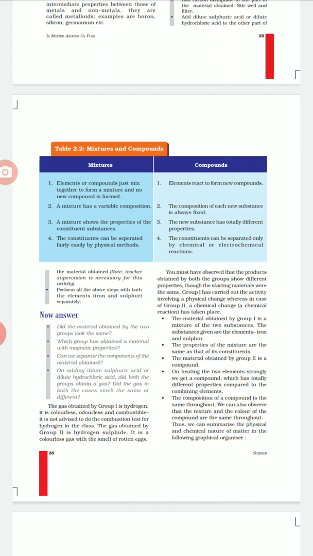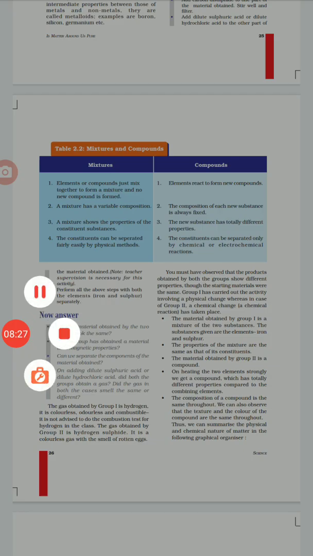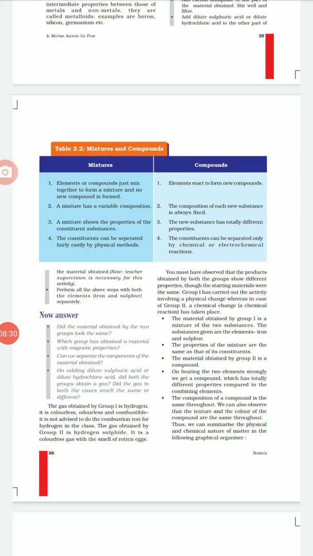In a mixture, the constituents can be separated fairly easily by physical methods. Just now we saw in our activity that iron and sulfur, you can easily bring a magnet and separate them, because it was just a mixture. But in group 2, it was a compound where both of them reacted due to heat. In compounds, the constituents can be separated only by chemical or electrochemical reactions.